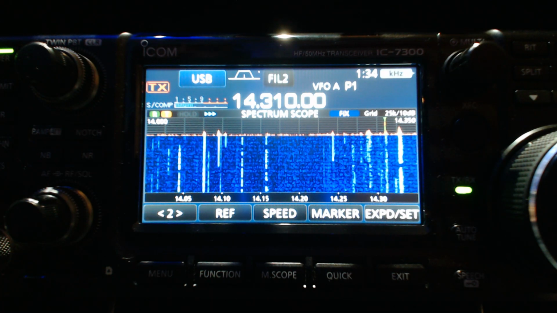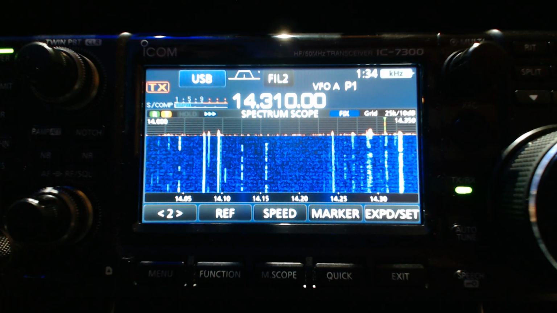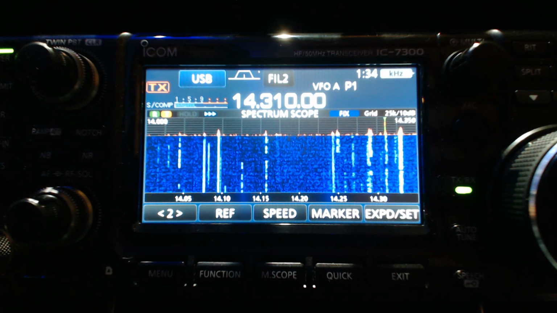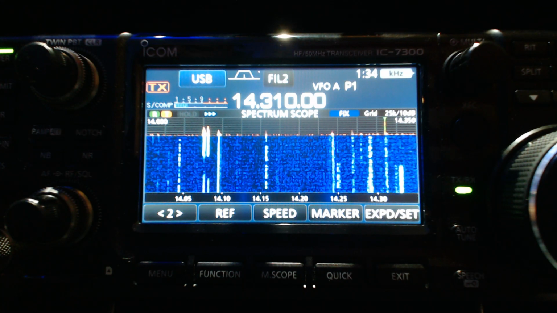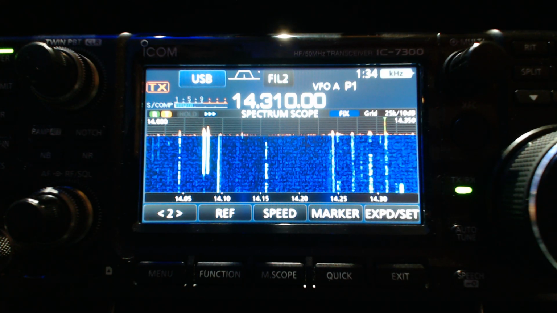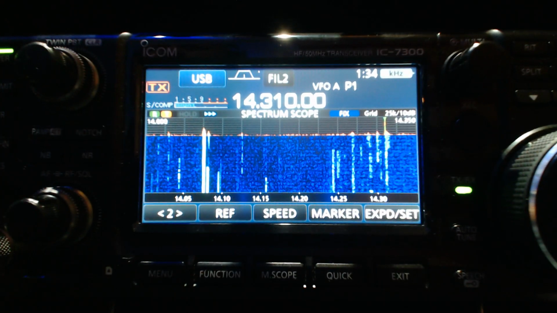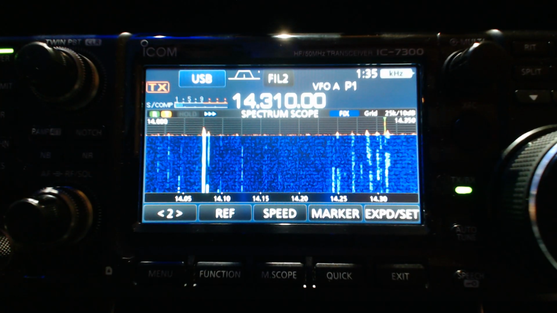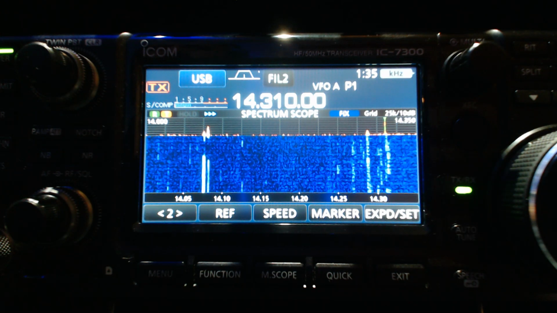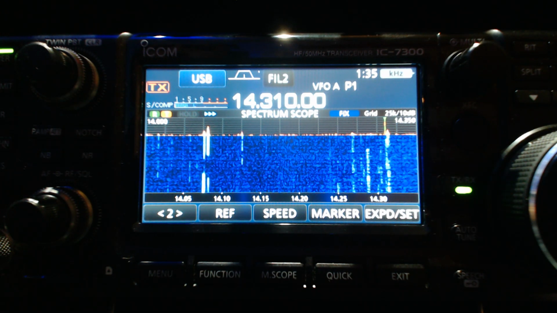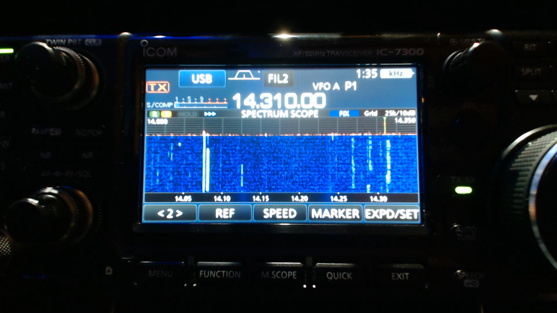So let's get into this a little bit. There's a lot to share. It wouldn't seem like there would be, but there really is. So RST stands for readability, signal, and tone. The R stands for readability, S is strength, and T is for tone. It's basically a standardized system in amateur radio to convey the quality of a transmitted signal.